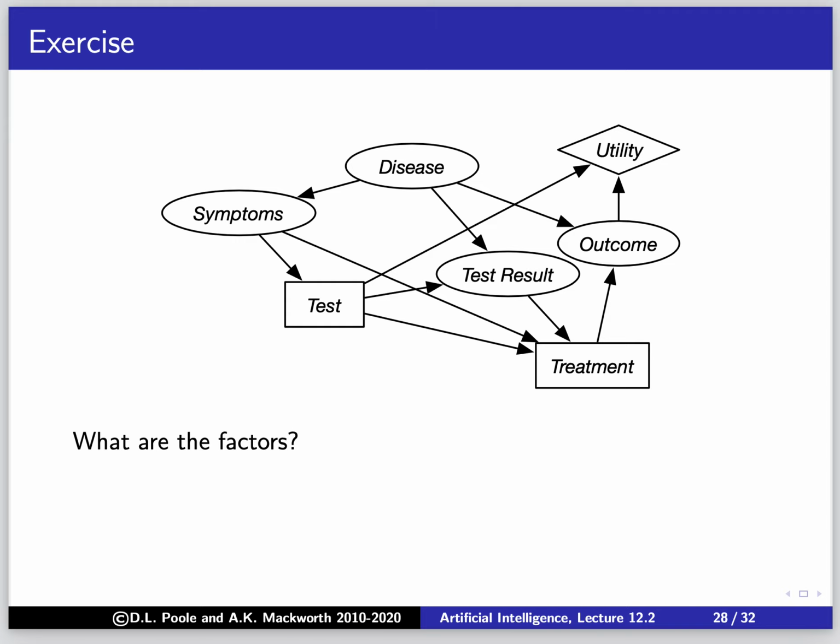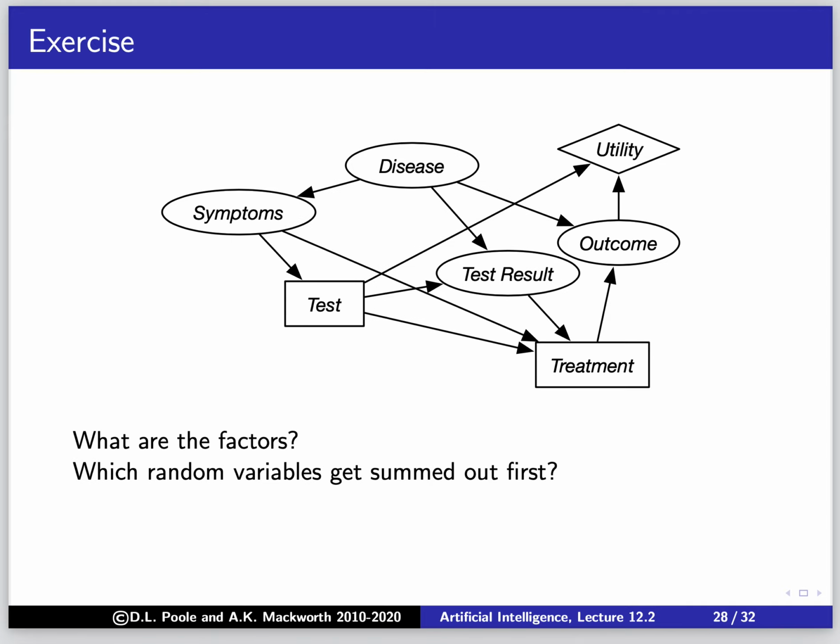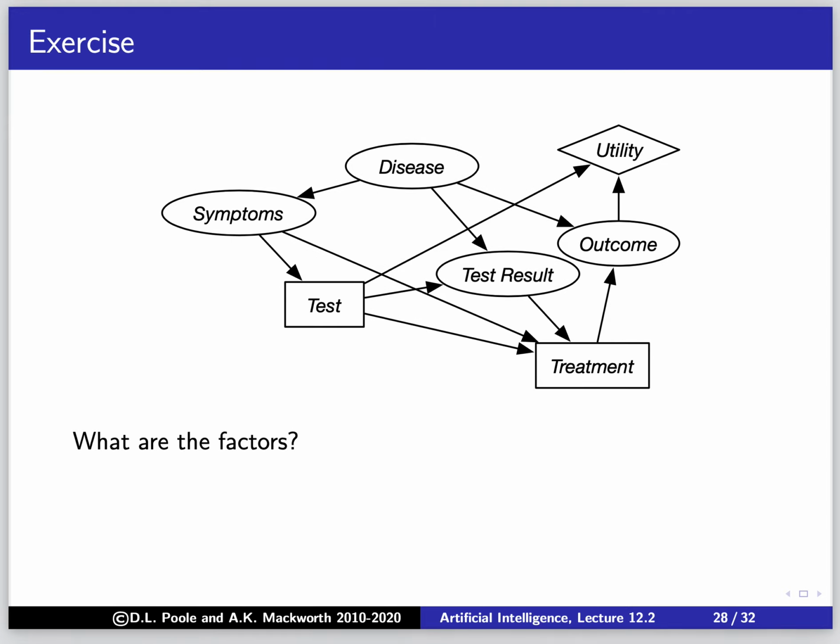So we did that. All right, so here's an example we'll think about in class. Here's one that says someone has a disease, and the disease produces the symptoms, and from the symptoms you decide what test to take. So when you have a test, you don't observe the disease, instead you observe the symptoms. And then the test result depends on both the disease and the test.